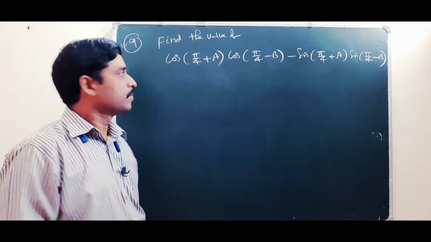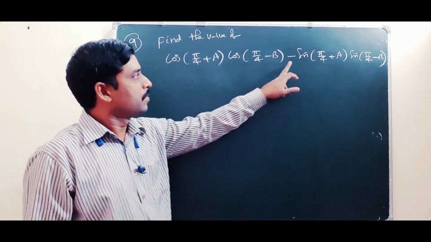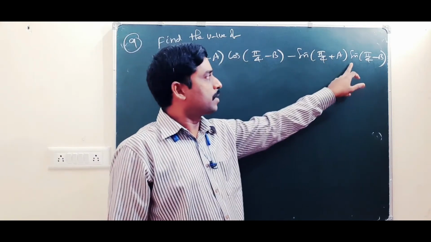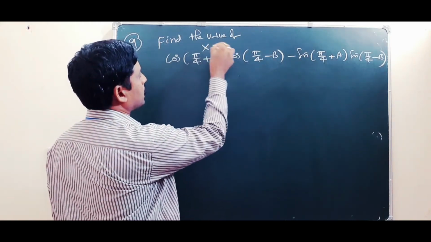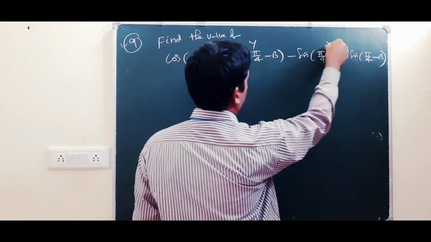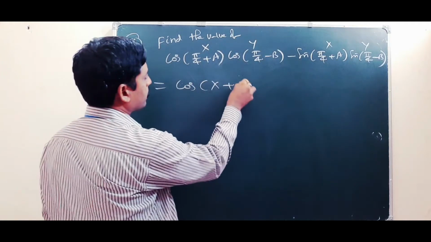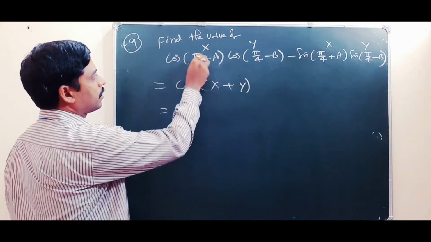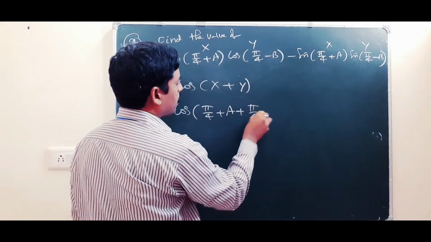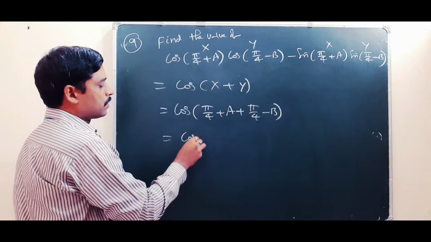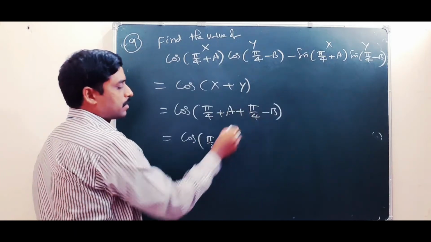Okay, moving on, next question. Find the value of cos of pi by 4 plus A into cos of pi by 4 minus B minus sin of pi by 4 plus A into sin of pi by 4 minus A. Okay, we have cos X cos Y minus sin X sin Y. What is the formula? Cos of X plus Y. Where X is pi by 4 plus A, Y is pi by 4 minus B. This will be cos of pi by 4 plus pi by 4, pi by 2. Okay, 45 plus 45, 90, plus A minus B.